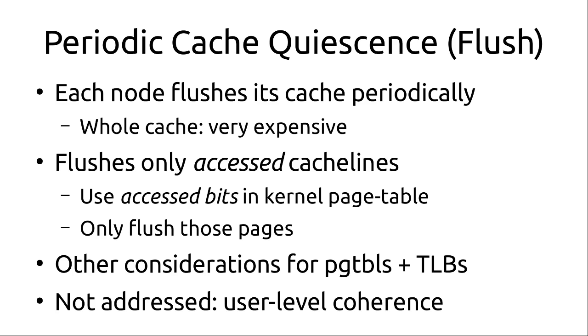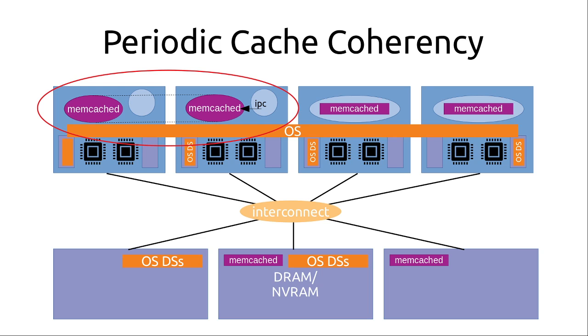There are some additional considerations that get pretty deep in the weeds for page tables and TLBs that I'll not go into here. And I want to point out that we actually don't address within this paper how user level components might maintain their own coherence within that global memory. However, the bounded incoherence work, which is the previous publication, does talk about that, and we use that work to implement Memcached in a way that uses non-coherent memory.